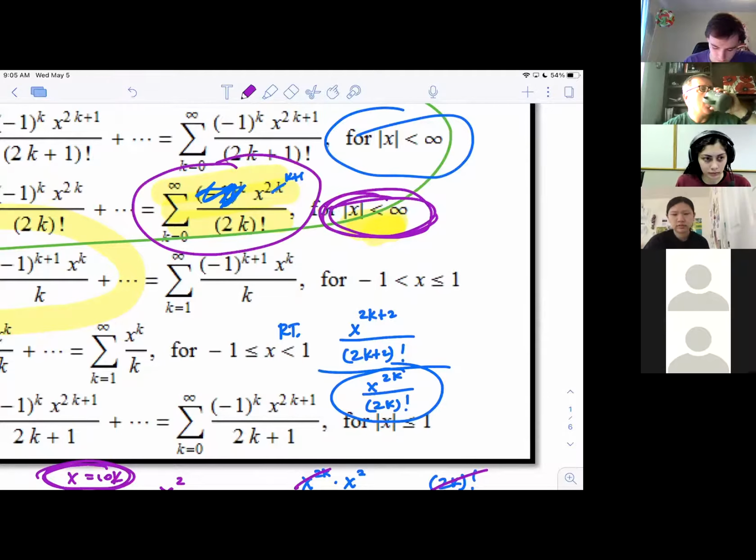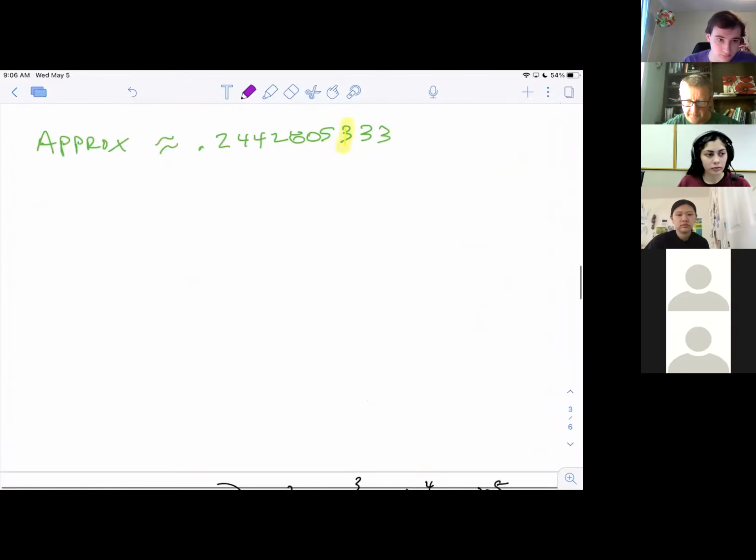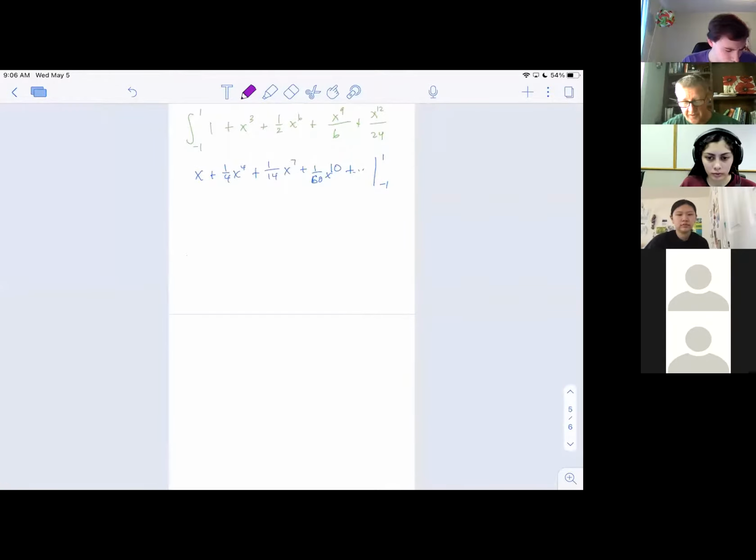Could you give us an example of something we wouldn't use from the note sheet? You're just on your own. Yeah. So if I make up any function I want that just isn't on that sheet.